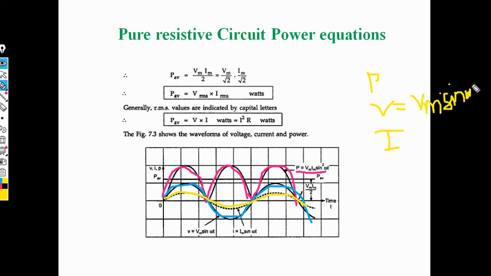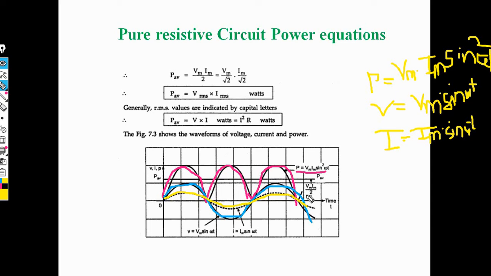Then the second waveform is I equal to Im sine omega t, and for power, P is equal to Vm Im sine square omega t. Okay, now this is the very important waveform for a pure resistive circuit.